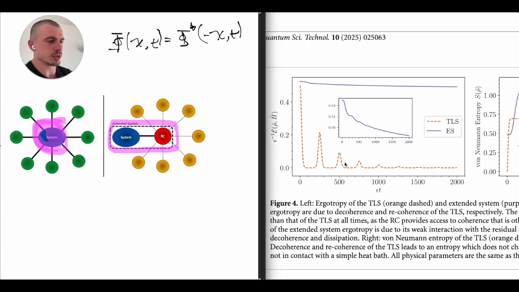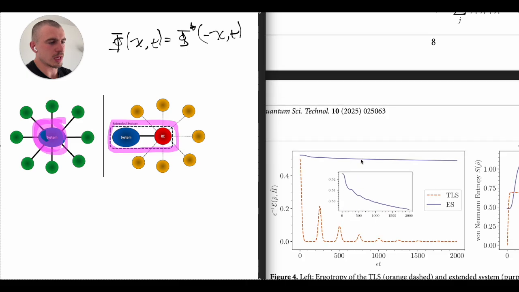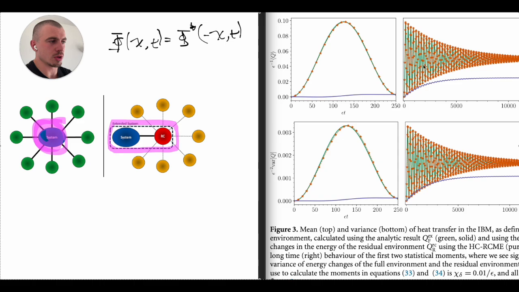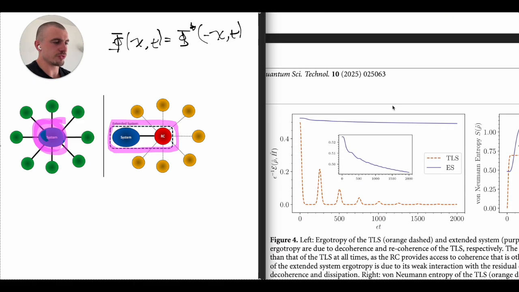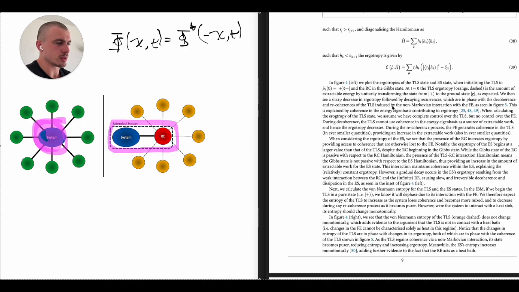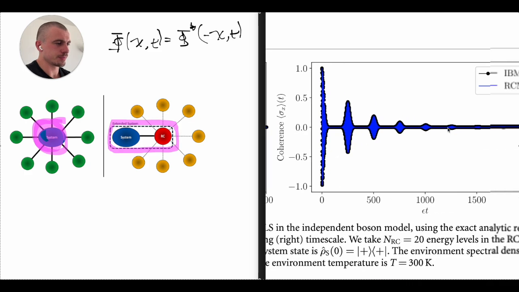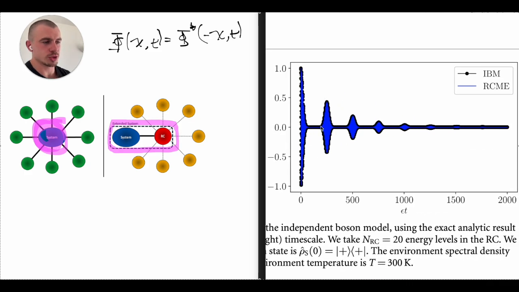And then this happens periodically, and the amount that the ergotropy reaches at its subsequent maxima decreases in what looks like an exponential fashion. Now, what's interesting is that these oscillations line up perfectly with the oscillations of the mean heat of the full bath. And they also line up, if we scroll down to the appendix, with the oscillations in the two-level system coherence.